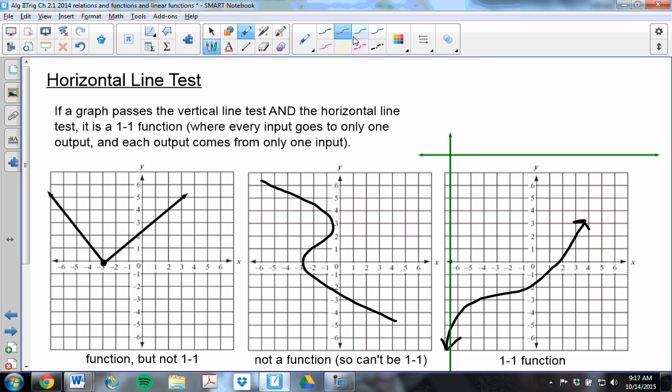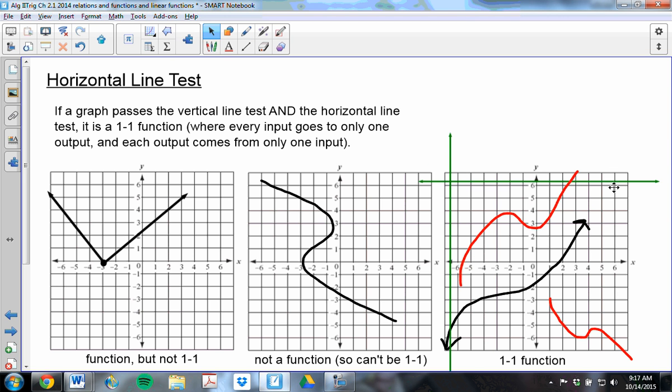It's worth noting that for something to be a one-to-one function, it has to be strictly increasing or strictly decreasing. By that I mean if I have a function that goes up for a while, but then starts to go down and then goes up again, at any point where it goes from up to down or from down to up, you're going to fail the horizontal line test. So it has to be only increasing or only decreasing as you look at it from left to right.